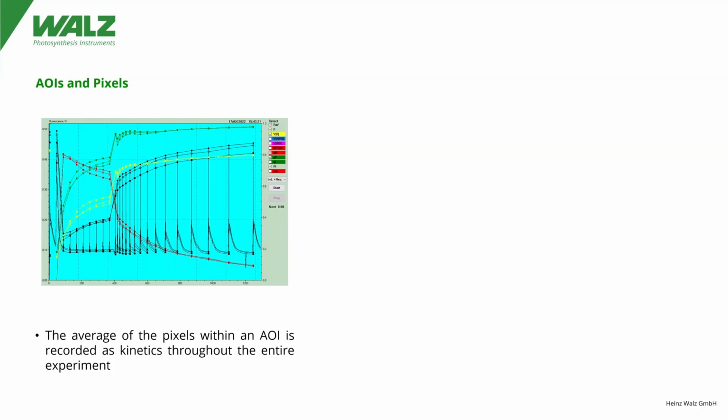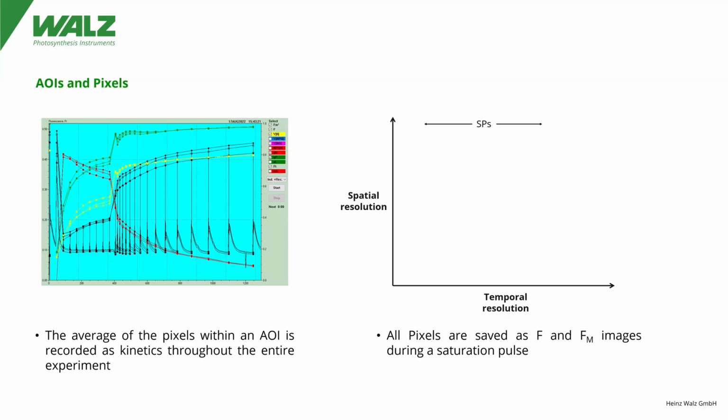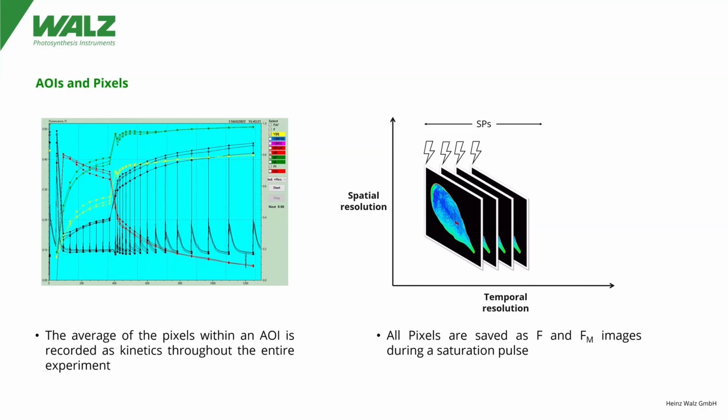The software allows different parameters to be plotted together for the areas of interest and evaluated live during the measurement, providing immediate insights. All individual pixel data is captured during saturation pulses when the F and FM images are recorded. For full image analysis, these data can be viewed as a dynamic slideshow, with successive saturation pulse images displayed one by one, each showing a single parameter. This makes it easy and intuitive to track changes across the sample.